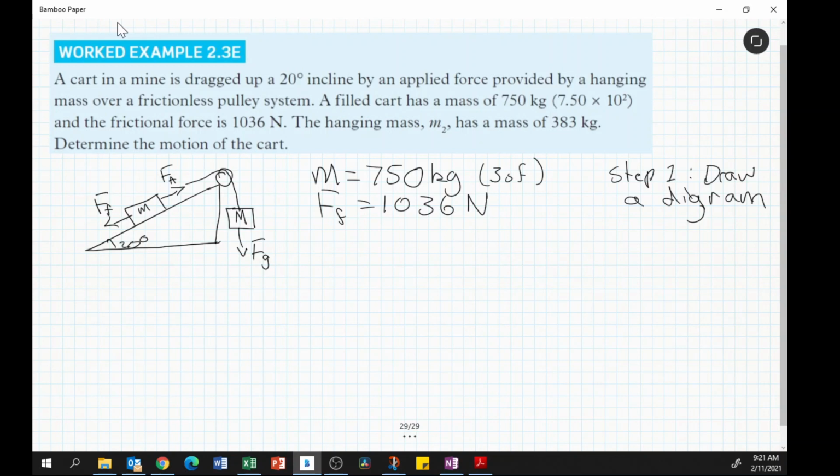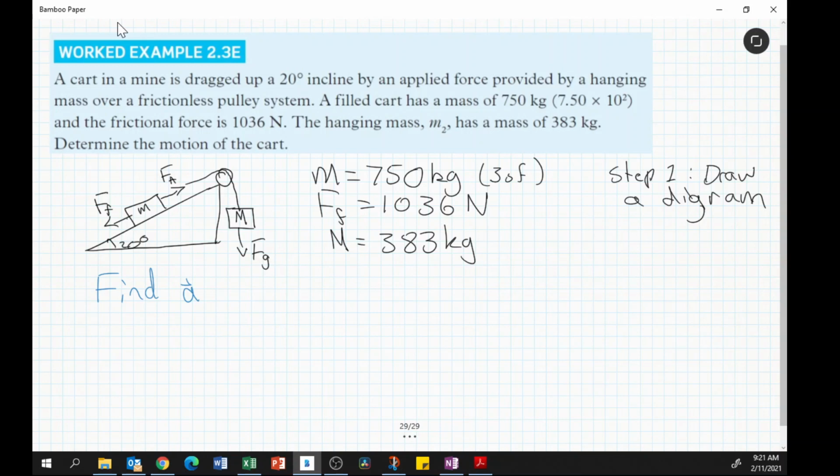Now, the hanging mass, mass 2, again, we've chosen to refer to it as capital M in this case. Doesn't really matter. Capital M is 383 kilograms, and we're asked to determine the motion. So what are we actually being asked? Find acceleration. Now, they say the acceleration of the cart, right? So the acceleration of this mass here.